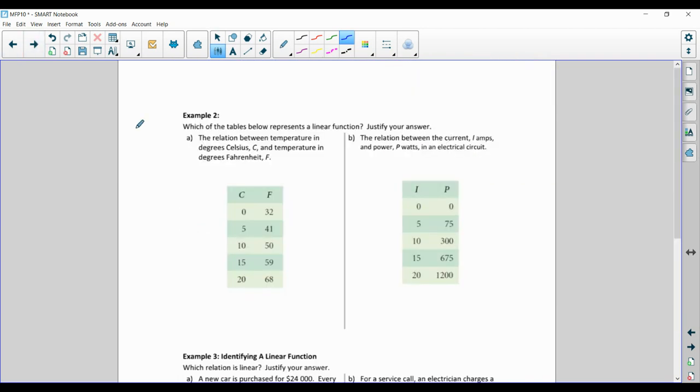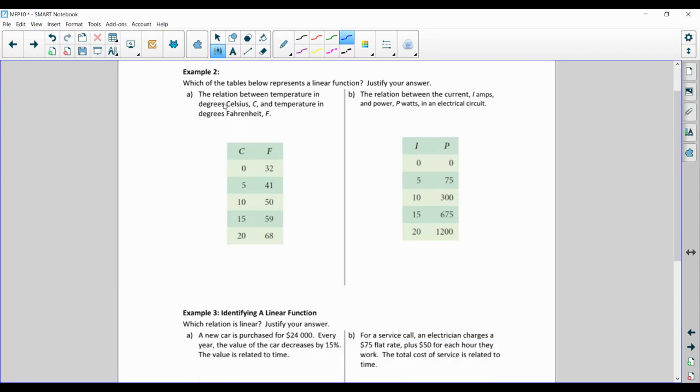Now let's take a look. There's a few more examples. This is a bit of a longer section. Okay, example 2, which of the tables below represents a linear function? Justify your answer. Okay, so what we want to look at is how much are we creeping up by? In our Fahrenheit column here, we added 9, then we added 9, then we added 9, and so on and so forth. It was 9 all the way down. Now the question is, was it steady on the other side as well? And yes, it was plus 5, plus 5, plus 5, plus 5. So this one is linear.